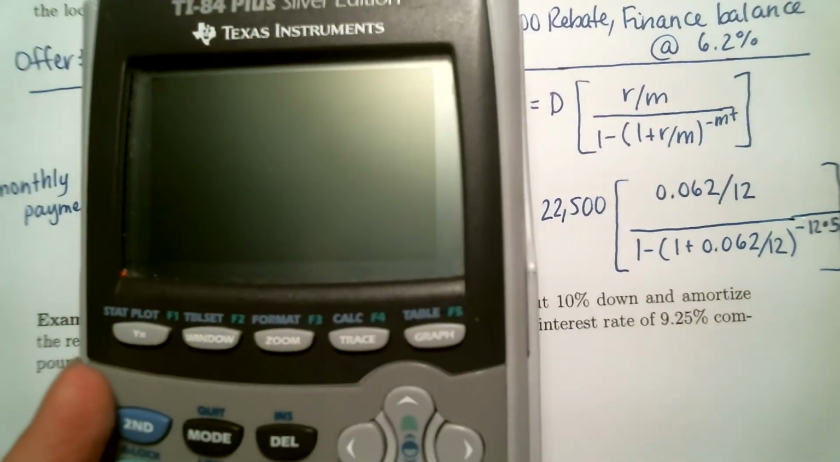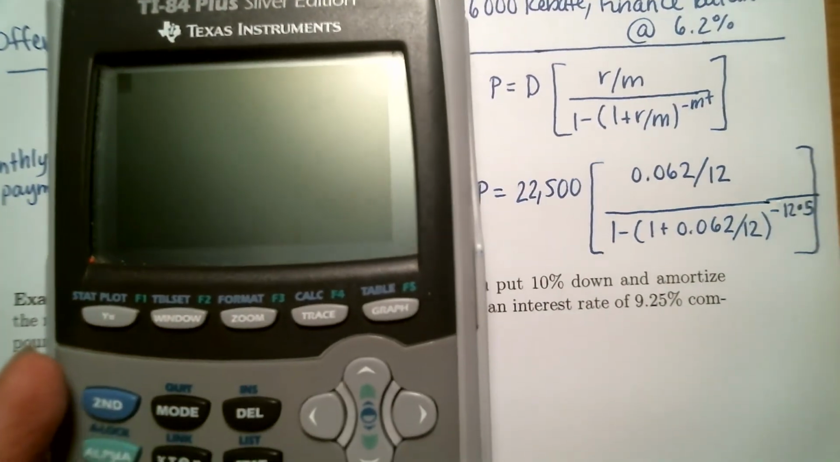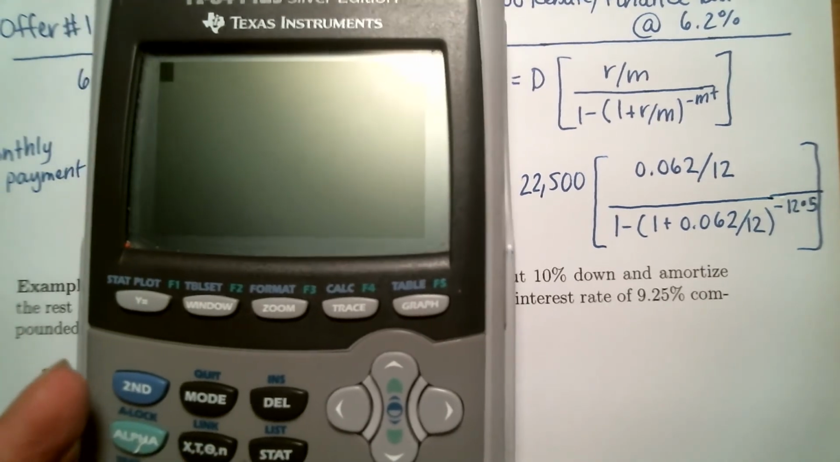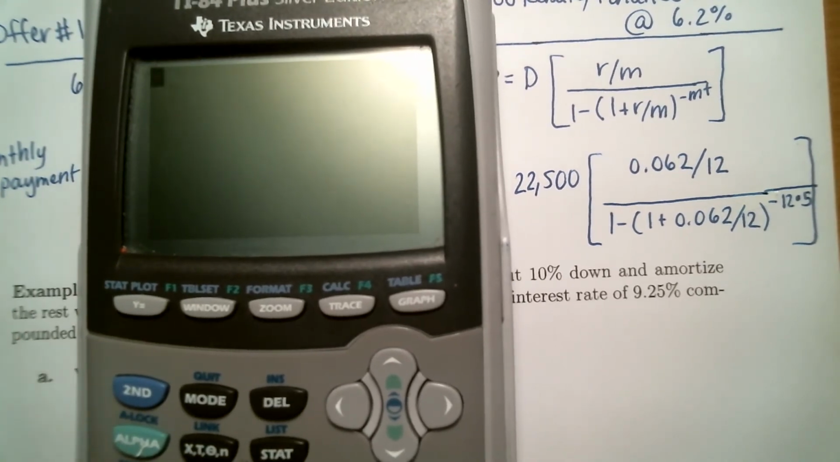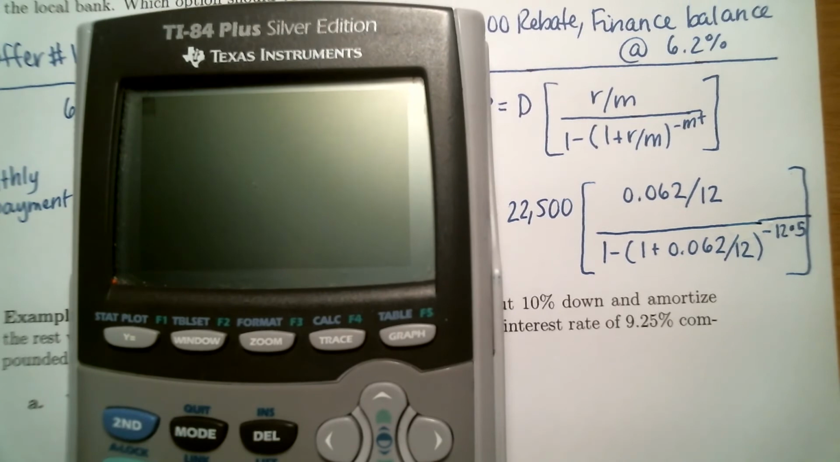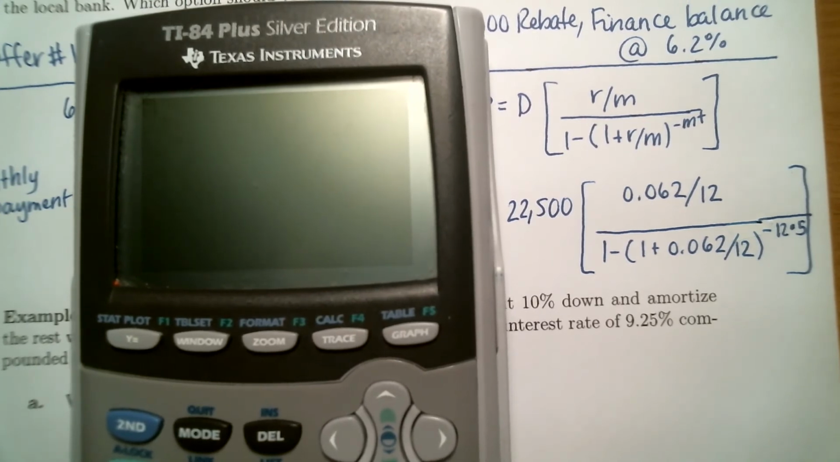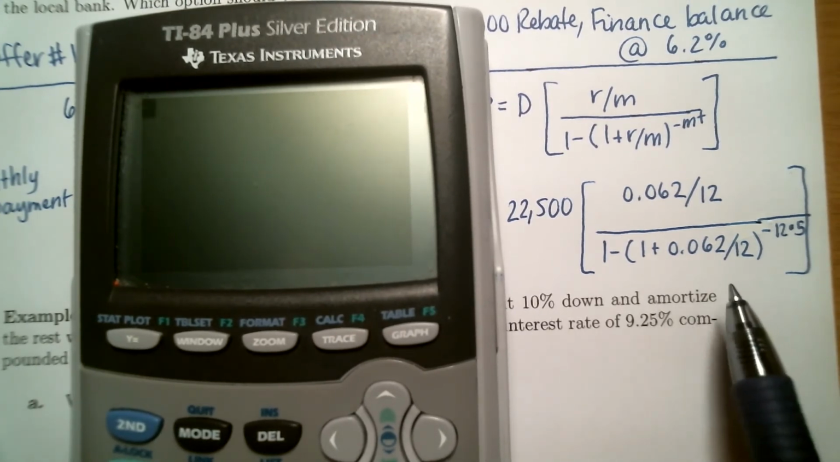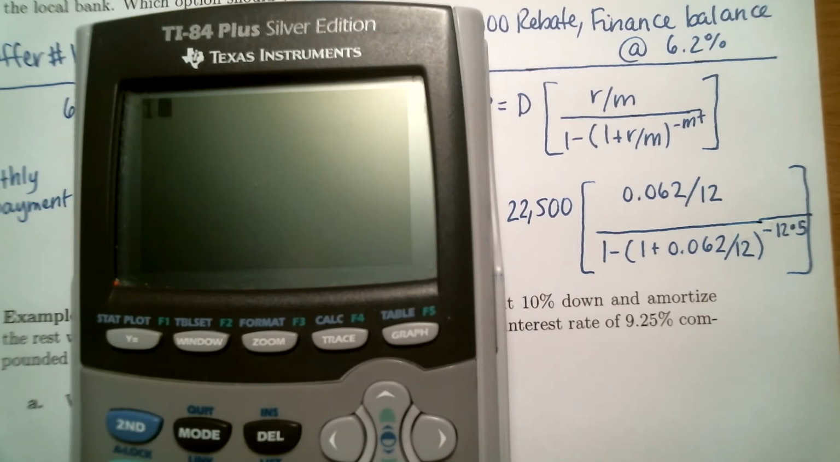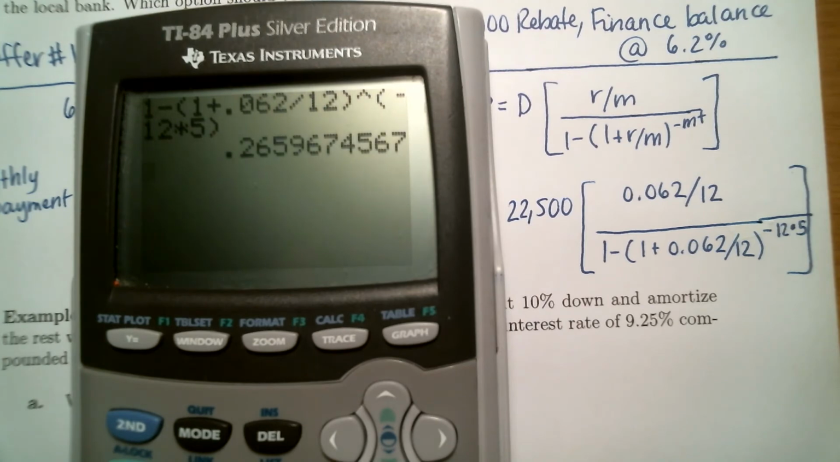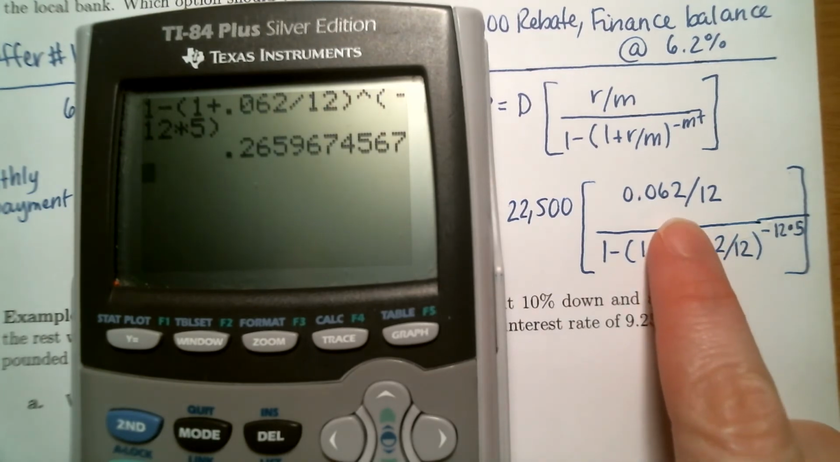Okay, so let's go ahead and plug in. With this formula, you want to start in the brackets, and you want to plug in the most complicated part of the formula first. That is going to be the denominator. So I'm going to do 1 minus (1 plus r over m) raised to the negative 12 times 5 power. This is going to give us the denominator. Now I'm going to come back and type in the numerator.